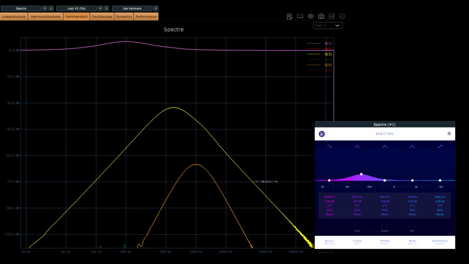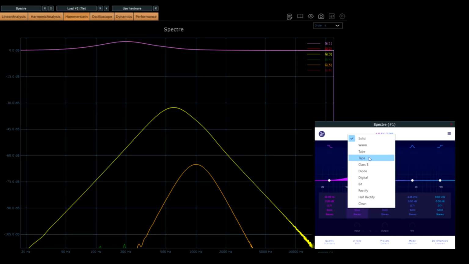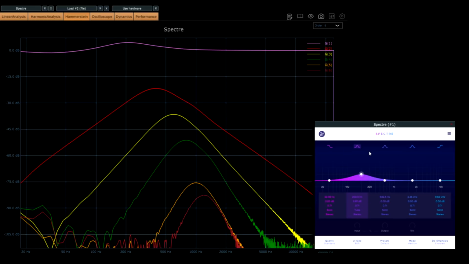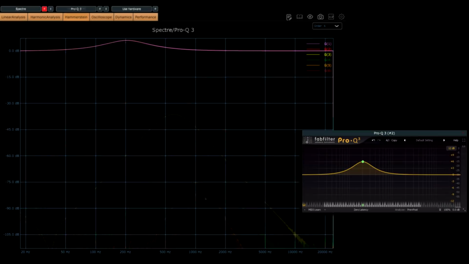If I switch the band to the asymmetric tube mode, now we've got lots of even harmonics as well, at 2, 4, and 6 times the fundamental frequency. Contrast this with a linear 200 Hz EQ boost from ProQ3. We get a bump in the fundamental, but no extra harmonics at all.